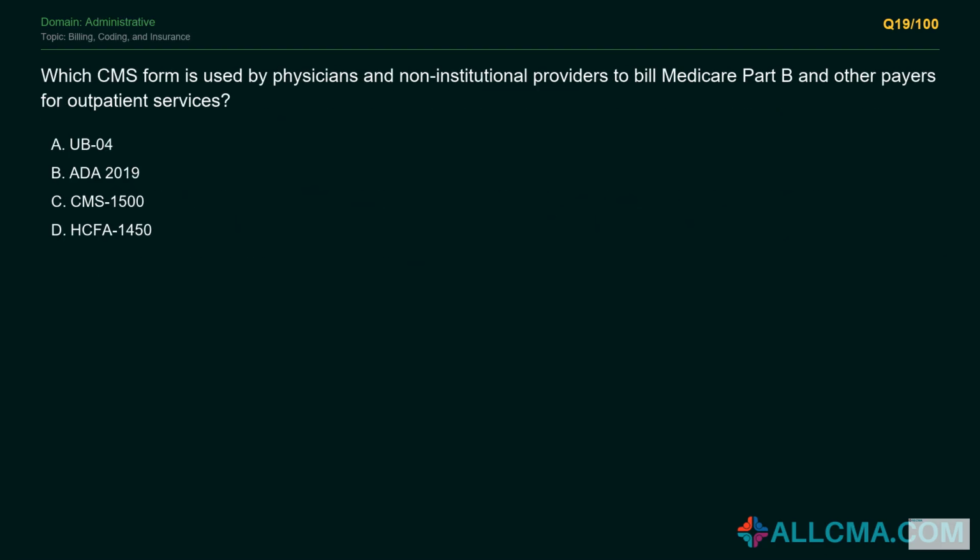Question 19. Which CMS form is used by physicians and non-institutional providers to bill Medicare Part B and other payers for outpatient services? Option A, UB04. Option B, ADA 2019. Option C, CMS 1500. Option D, HCFA 1450.